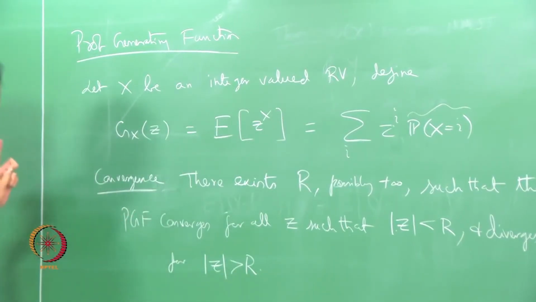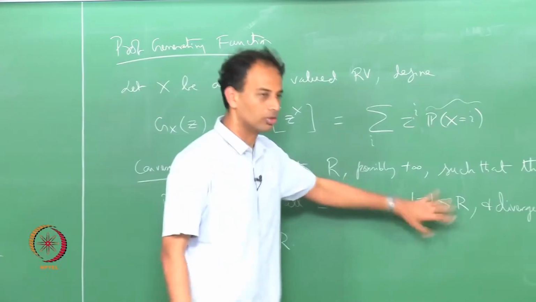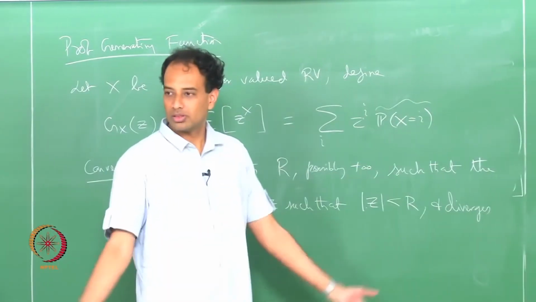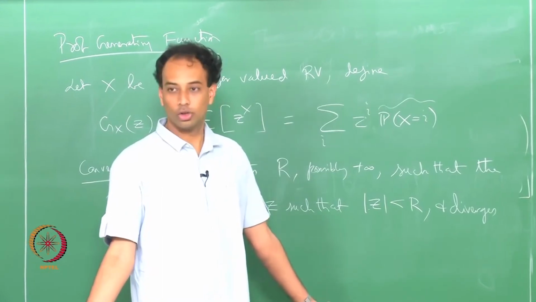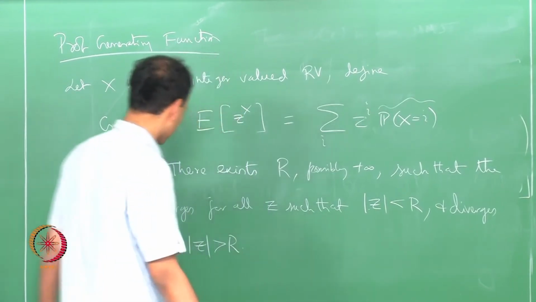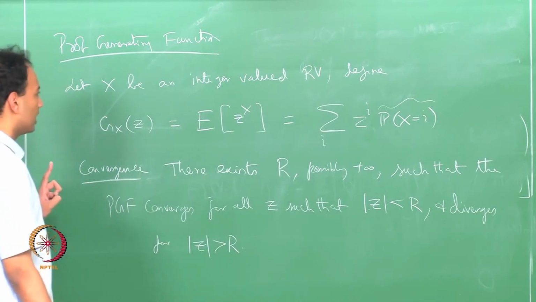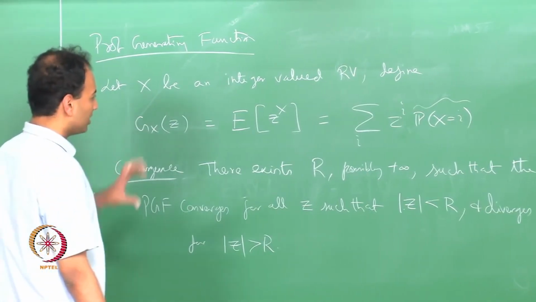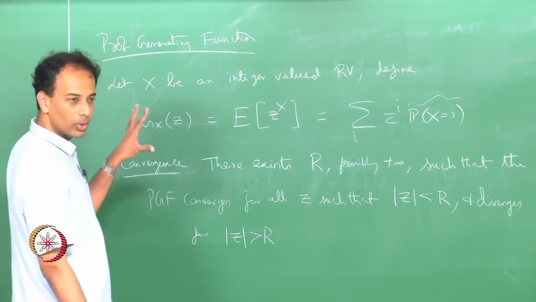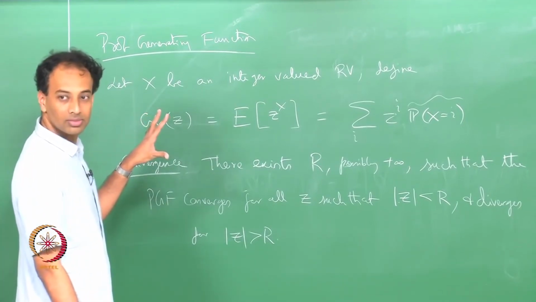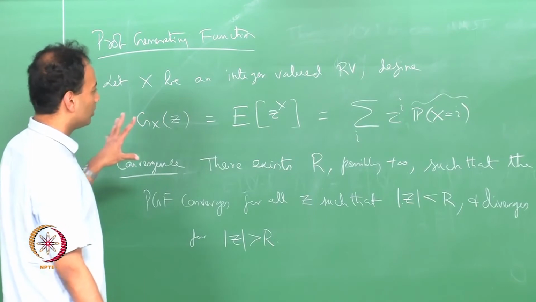The one thing you can say for sure, so this R may be infinity also, which means that the series converges in the whole complex plane. Okay. The one thing you can say for sure though is that this radius of convergence includes z equal to 1 for sure, right, because you will simply have.